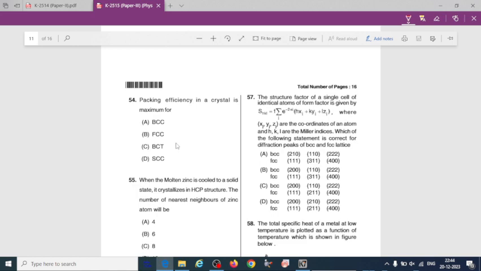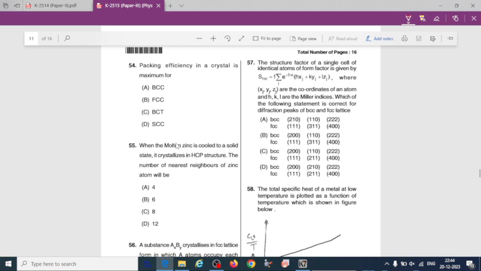I'm going to solve some of the questions related to condensed matter physics or solid state physics.